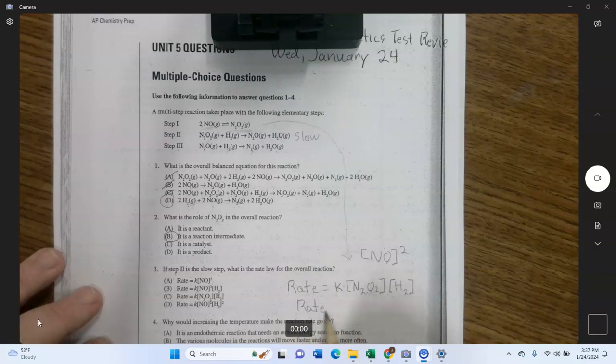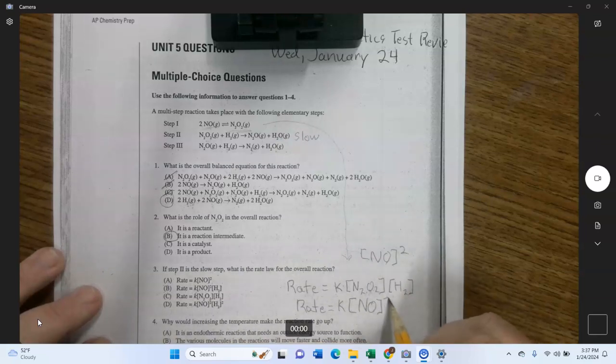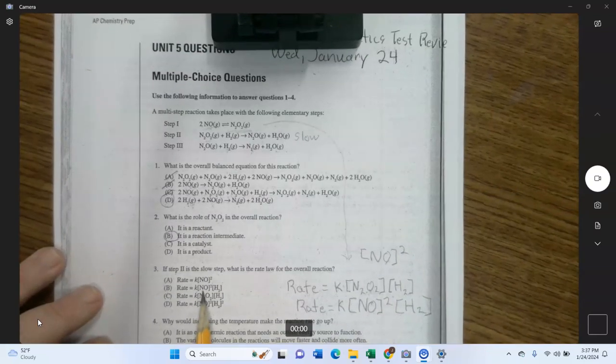Again, on a test, you don't have to do all this writing. I'm doing it to demonstrate it to you. But on a test, you'd want to just look at it and say, okay, I see what it is over there, and move on to the next question. Okay, so is this one of the answers? And it is right there. It's B.